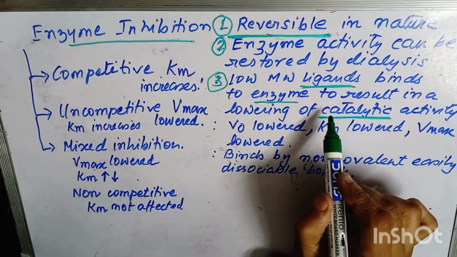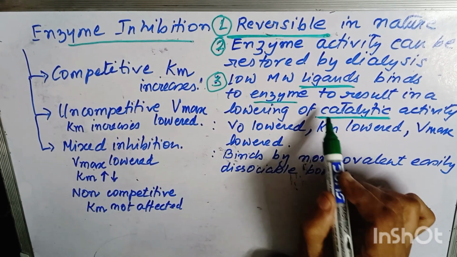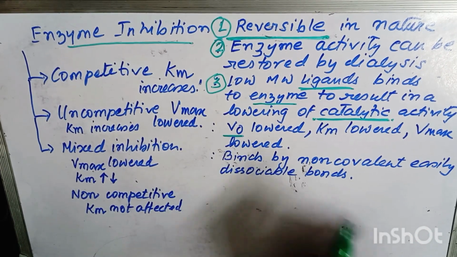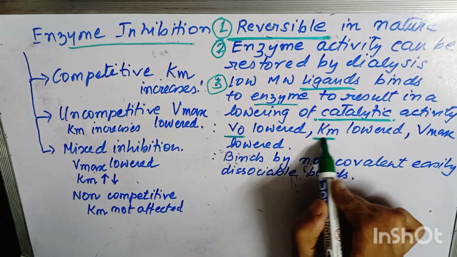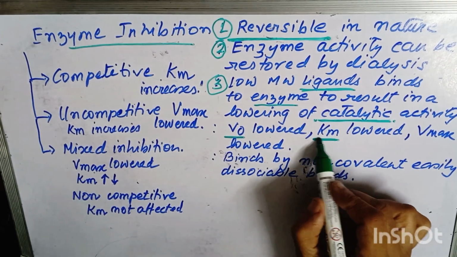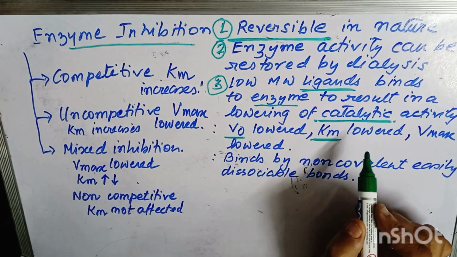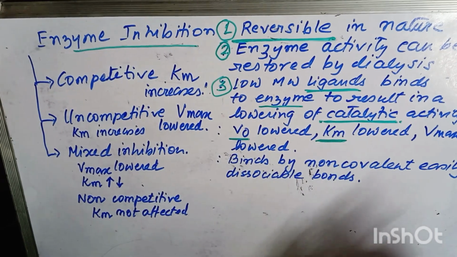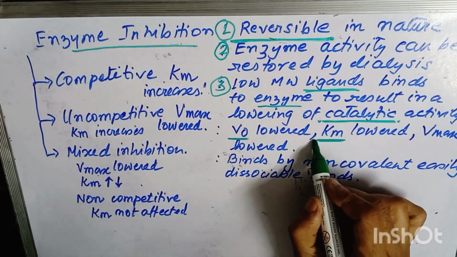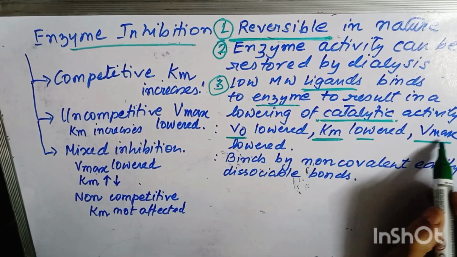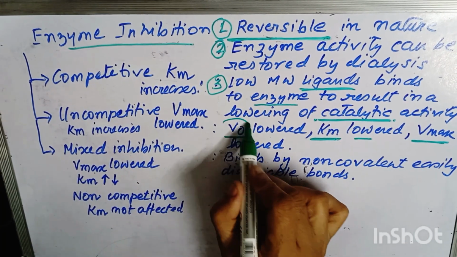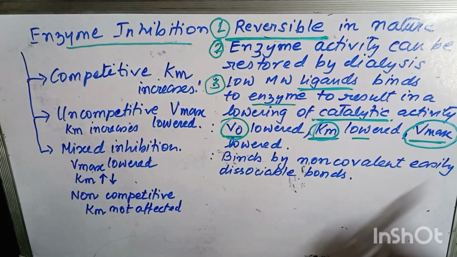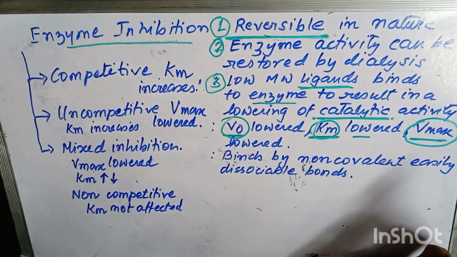What are the measures of this catalytic activity? The initial velocity may be lowered, and the KM may be lowered. KM reflects the actual substrate affinity of the enzyme, how the substrates bind to the enzyme. Then the Vmax may be lowered. These parameters, V0, KM and Vmax, are enzyme activity parameters, and these activity parameters are lowered.